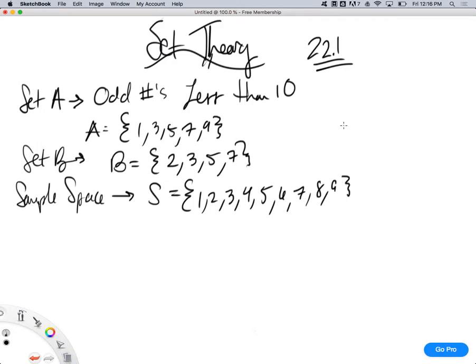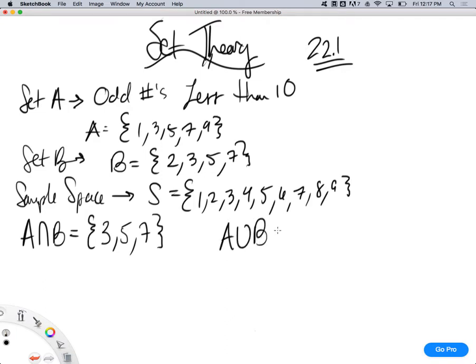Now I go through the different notations. So A intersection B is all the things that are in both A and B. So that's the numbers that are included in both sets. Well, that's only 3, 5, and 7. Then A union B, which is the regular U, means if it's in A or in B, it's included in this. So that's 1, 2, 3, 5, 7, and 9.